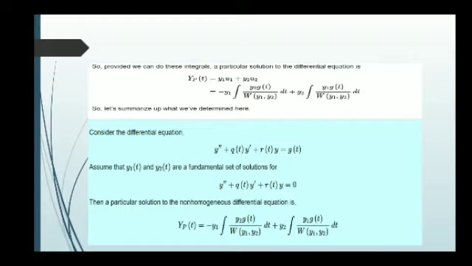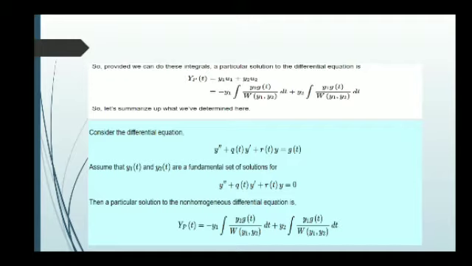So provided we can do these integrals, a particular solution to the differential equation is y sub p of t equals y sub 1 times u sub 1 plus y sub 2 times u sub 2, which equals negative y sub 1 times the integral of y sub 2 times g of t over the Wronskian of y sub 1, y sub 2, dt, plus y sub 2 times the integral of y sub 1 times g of t over the Wronskian of y sub 1, y sub 2, dt.